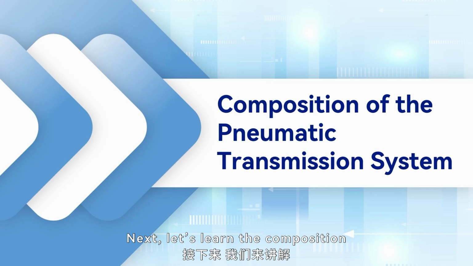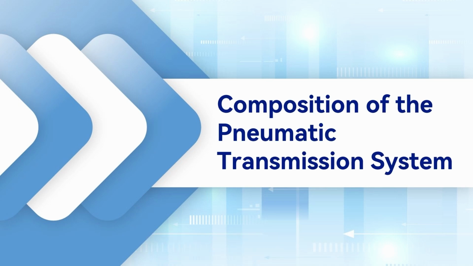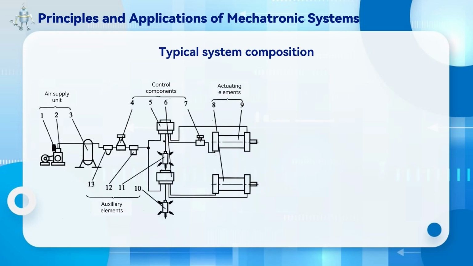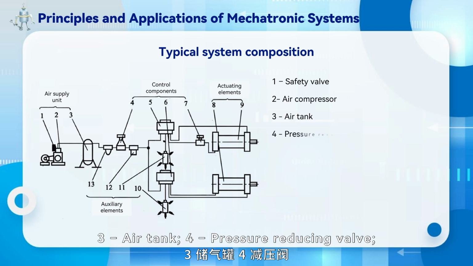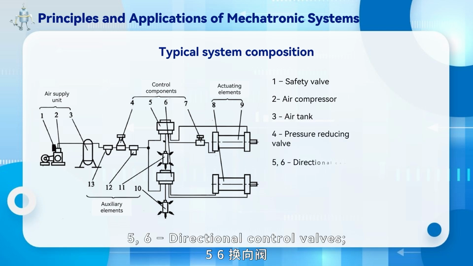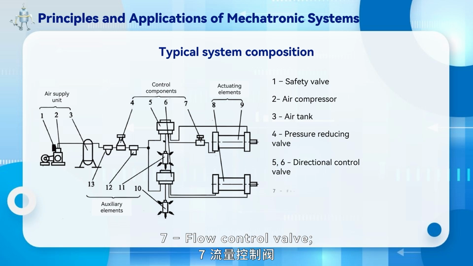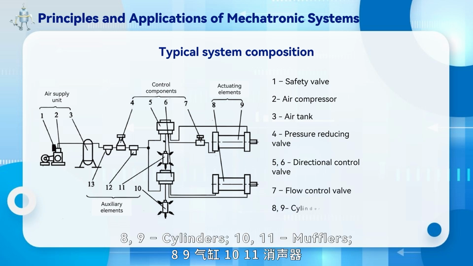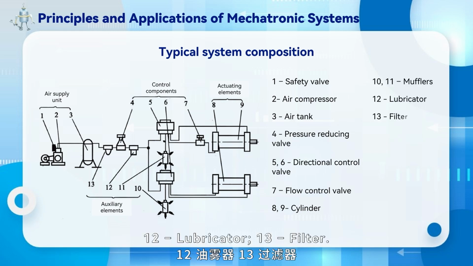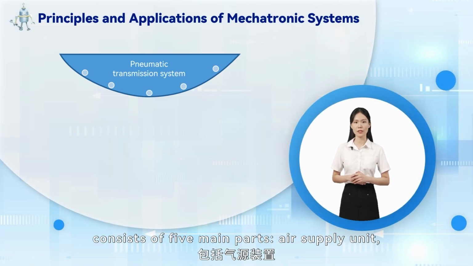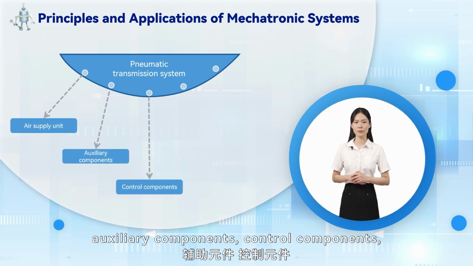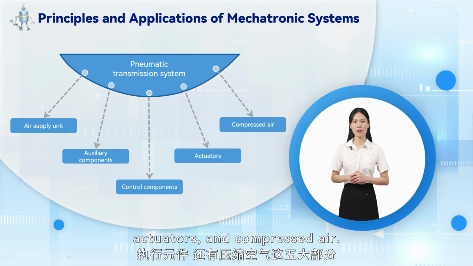Next, let's learn the composition of the pneumatic transmission system. As shown in the diagram, 1. Safety valve. 2. Air compressor. 3. Air tank. 4. Pressure reducing valve. 5 and 6. Directional control valves. 7. Flow control valve. 8 and 9. Cylinders. 10 and 11. Mufflers. 12. Lubricator. 13. Filter. A typical pneumatic transmission system consists of 5 main parts: air supply unit, auxiliary components, control components, actuators, and compressed air.